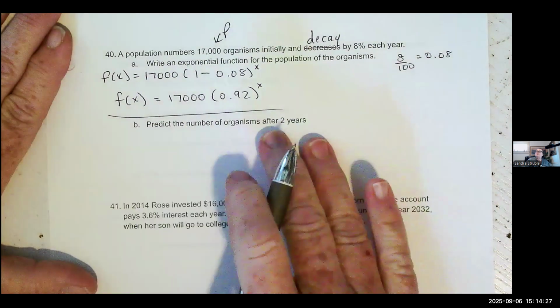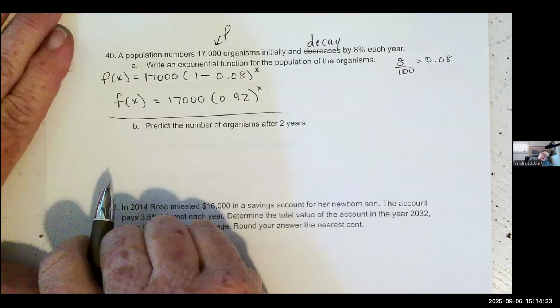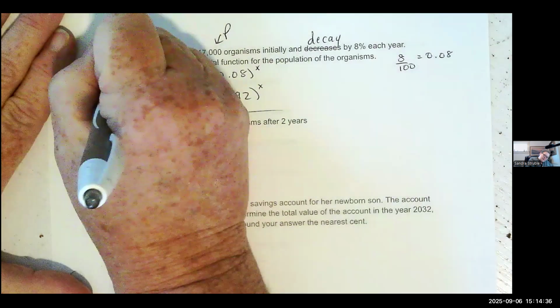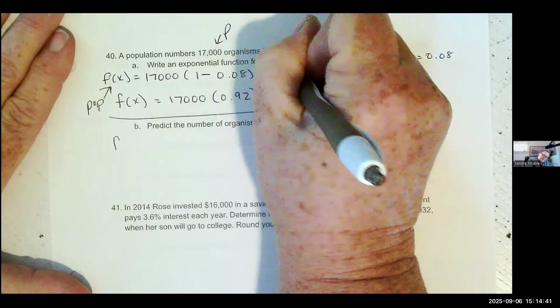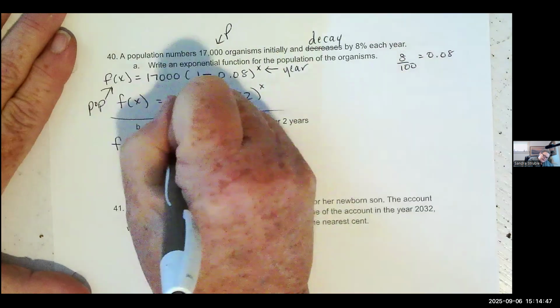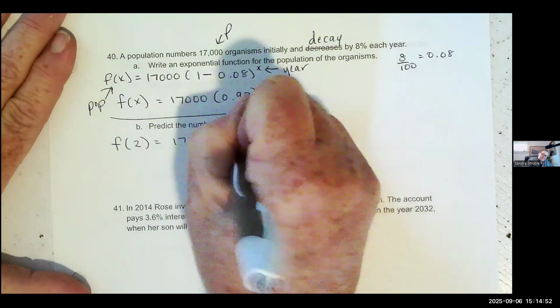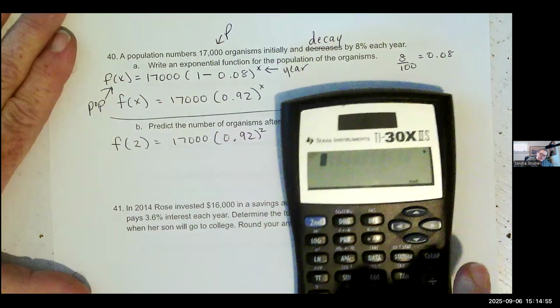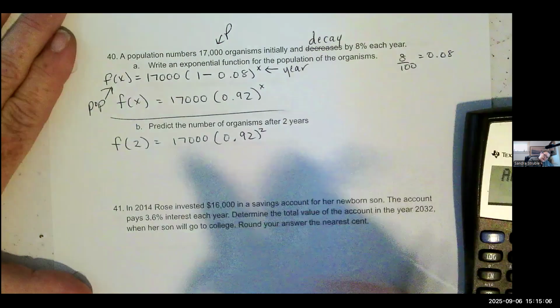So when we predict our number of organisms after 2 years, it should be less than 17,000 because we have decay. Okay. So I know that f of x is my population, and this is based on years, so x is my year. All right. So f of 2 years is 17,000 times 0.92 for 2 years. This one I'm going to do by order of operations. 0.92 squared times 17,000. And I get 14,388.8.